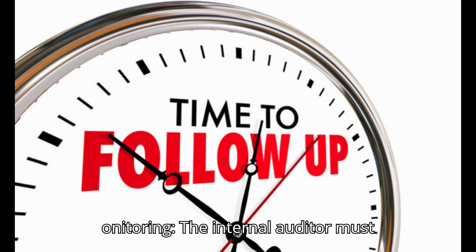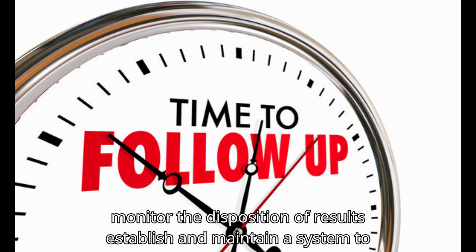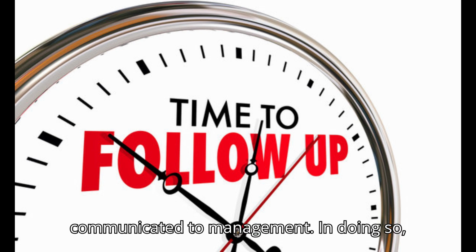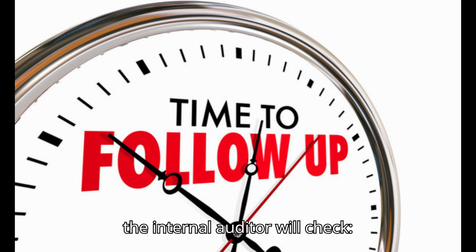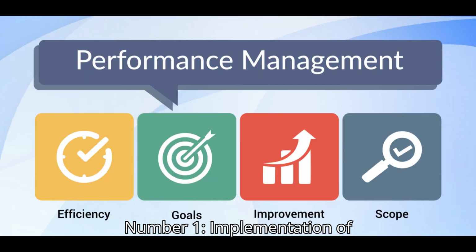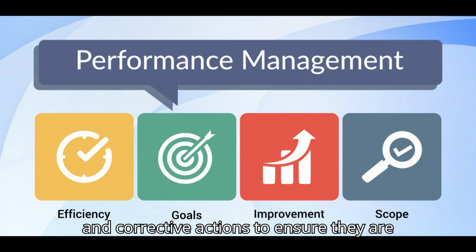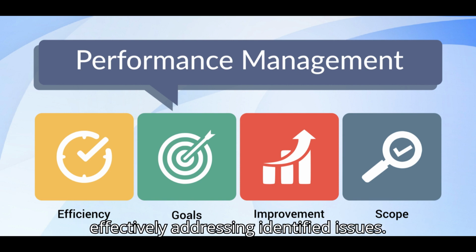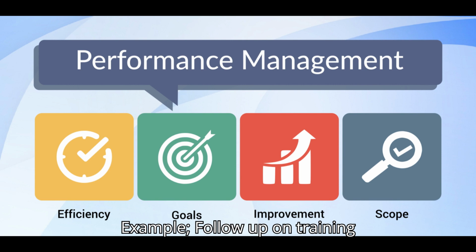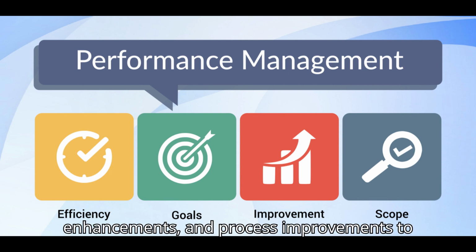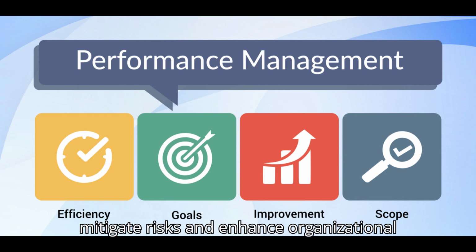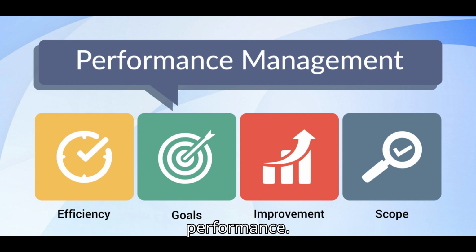The internal auditor must establish and maintain a system to monitor the disposition of results communicated to management. In doing so, the internal auditor will check: Number 1. Implementation of recommendations. Monitor the implementation of audit recommendations and corrective actions to ensure they are effectively addressing identified issues. Example, follow up on training initiatives, policy updates, system enhancements, and process improvements to mitigate risks and enhance organizational performance.